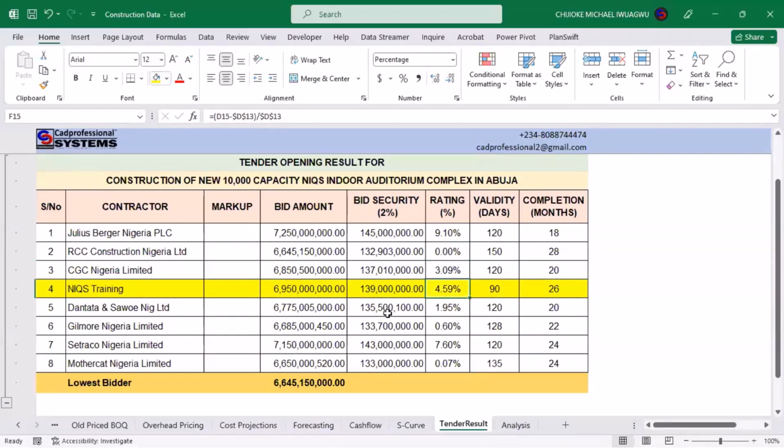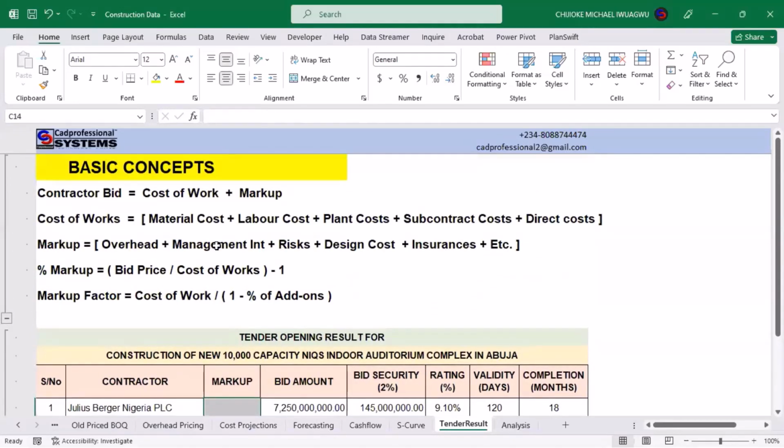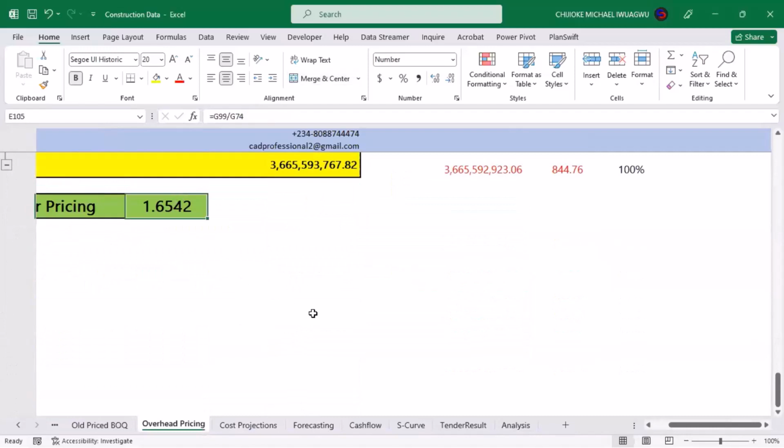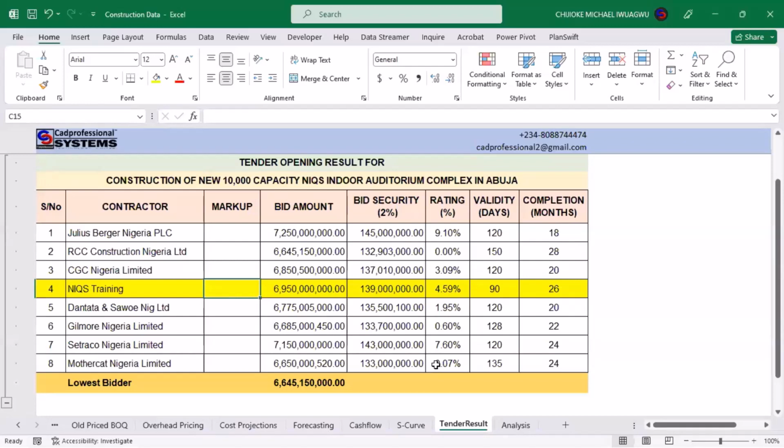Now, once we have gotten this part right, the next part we need to talk about is going with what we know as against what we don't know. Remember this formula that we established, that inasmuch as you know the markup factor, you can always calculate the bid price. And inasmuch as you know the bid price, you can always project the cost of work and the markup factor. In this case, we don't know the markup of Julius Berger and RCC and CGC. We don't know the markup of Dantata, Gilmore, Cetraco, and the rest of them. But we know our markup, based on the calculations that we did in our overhead: our markup is 1.6542. So we come down here under our bid and say our markup is 1.6542. Now that we have noted this, we use this basis that we have established to start working against other people. Now come down to this other one; on the one side, this is the analysis that you have done.